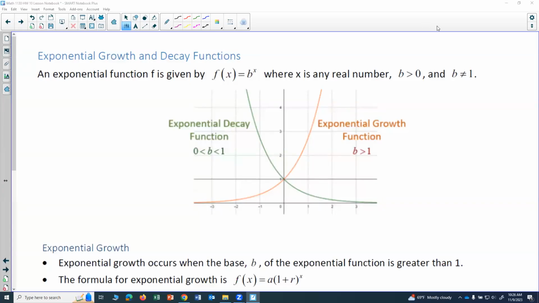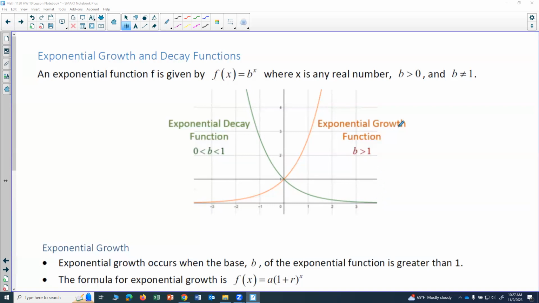In this video, we'll look at exponential growth and decay functions. An exponential function is given by f of x equals b to the x, where x is any real number, b is positive, and b is not equal to 1. You'll have exponential decay if b is between 0 and 1, not inclusive. So b is greater than 0, but less than 1. Then you'll have exponential decay, and your graph will look like it's falling down towards that horizontal asymptote.